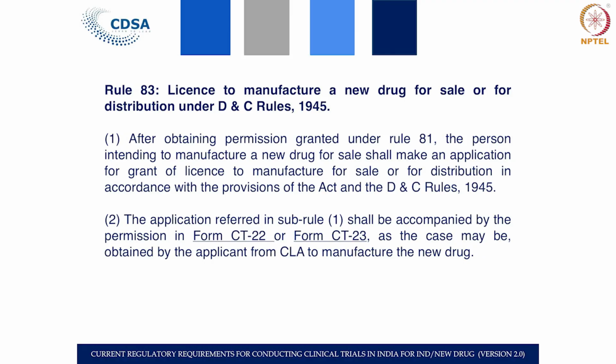After the permission is obtained in CT 22 and CT 23, the license to manufacture the drug has to be taken under the Drugs and Cosmetics Act. So, there are various licensing forms, the 25, 28 and 28D. They have to go to the respective state licensing authority where the drug is proposed to be manufactured to get the permission for manufacturing. And in the case of drugs which are biologicals, or some of the drugs which are jointly approved by the CLA, they have to come to both the SLA and the CLA.